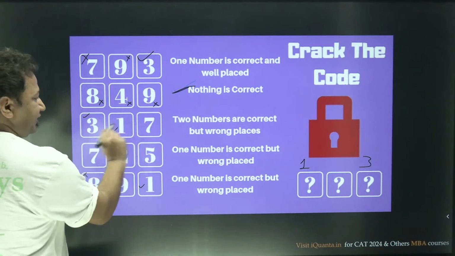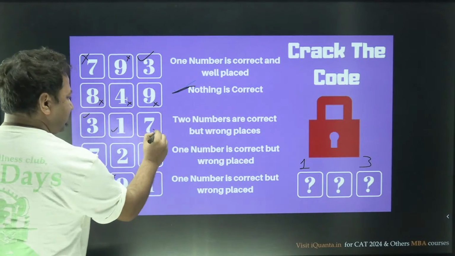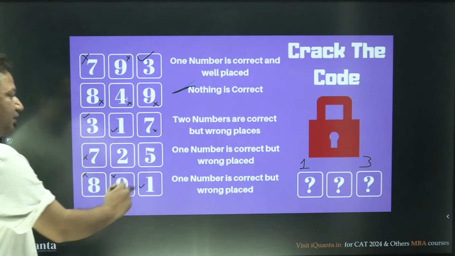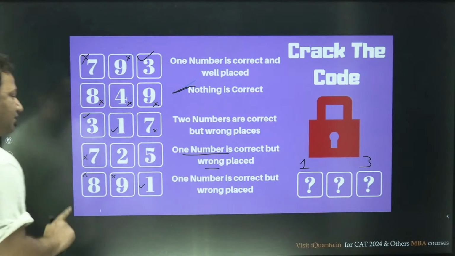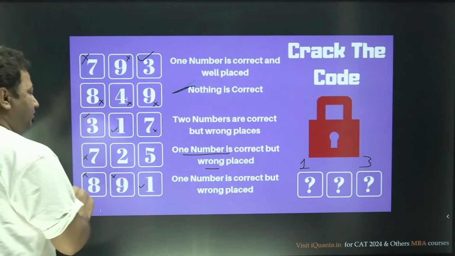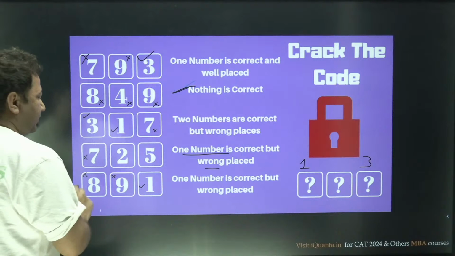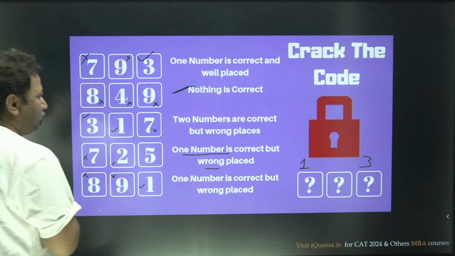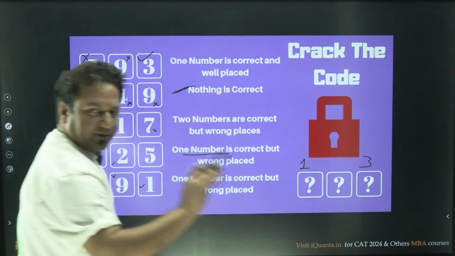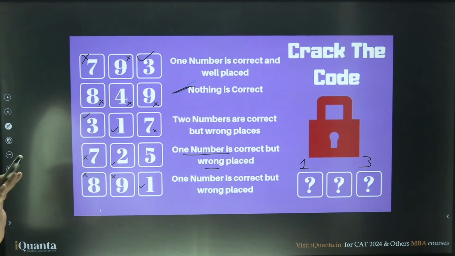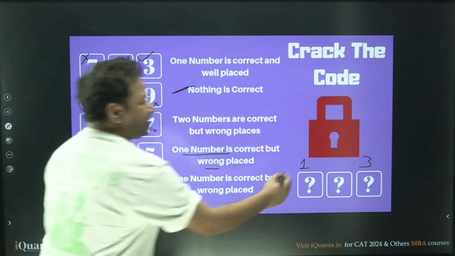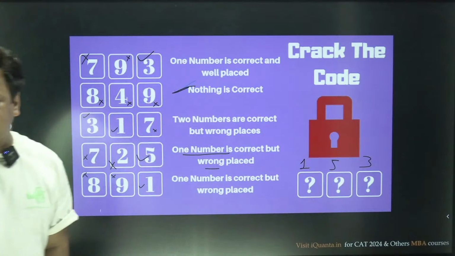This is satisfied, 3 and 1. Numbers correct but wrong places. 7 is wrong. One number is correct but wrongly placed. 1 is correct but wrongly placed. So if I assume 2 to be correct, then it would be coming either on first or third position, which is already occupied. That means 5 is correct, it's wrongly placed, so 5 would come here. 153 is the answer.